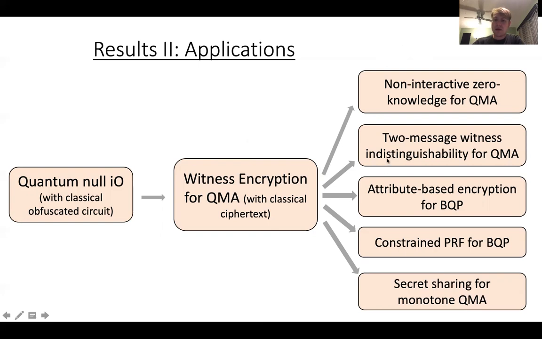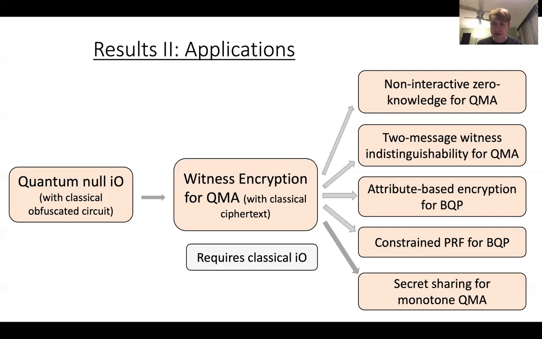We show how to construct a related notion of two-message witness indistinguishability for QMA. We show how to construct an attribute-based encryption scheme for the quantum complexity class BQP. Attribute-based encryption is a fine-grained notion of public key encryption that is very well studied in the classical setting, and we give the first candidate construction of it for a quantum complexity class. We also have results on constrained PRFs for BQP and secret sharing for monotone QMA. And I should say, a lot of these applications or implications also require just a classical indistinguishability obfuscator.